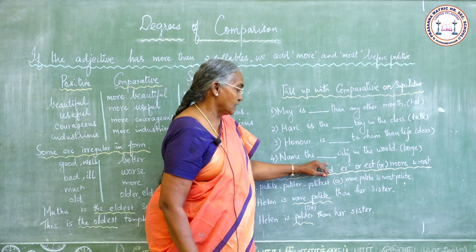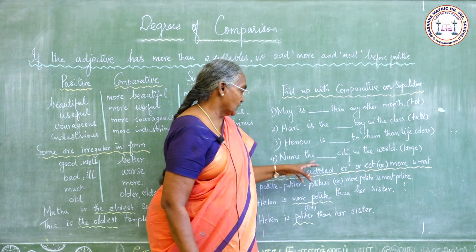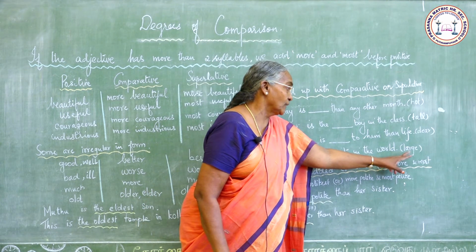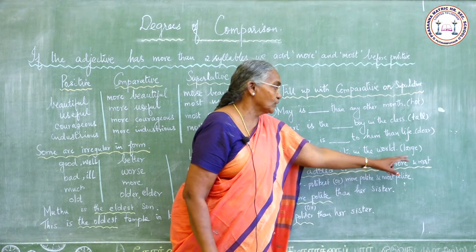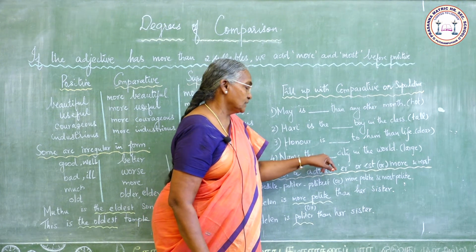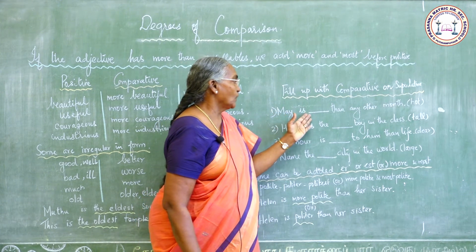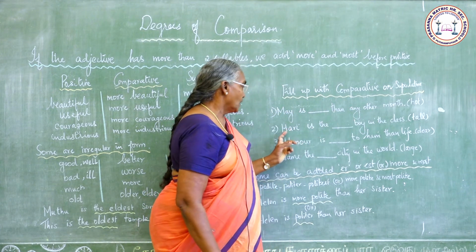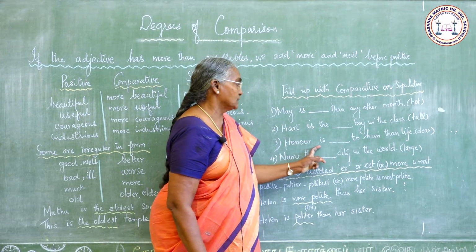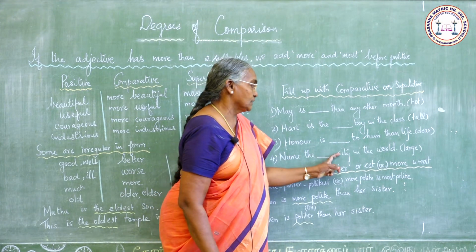Name the dash city in the world. Large is given. So here the comes, so we have to use the superlative form of large. Name the largest city in the world. May is hotter than any other month. Hari is the tallest boy in the class. Honor is dearer to him than life. Name the largest city in the world.